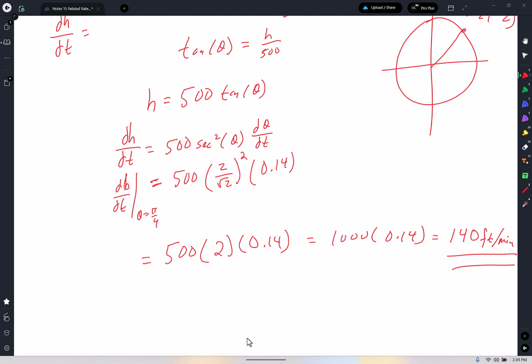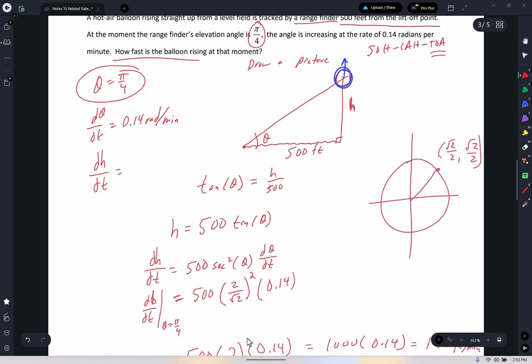Okay, time out. I'm going to give you guys a question very similar to this on the exam, and some of you are going to tell me something ridiculous like 3,500 feet per minute. It's a hot air balloon, guys. You're not going at like 1,000 miles an hour.